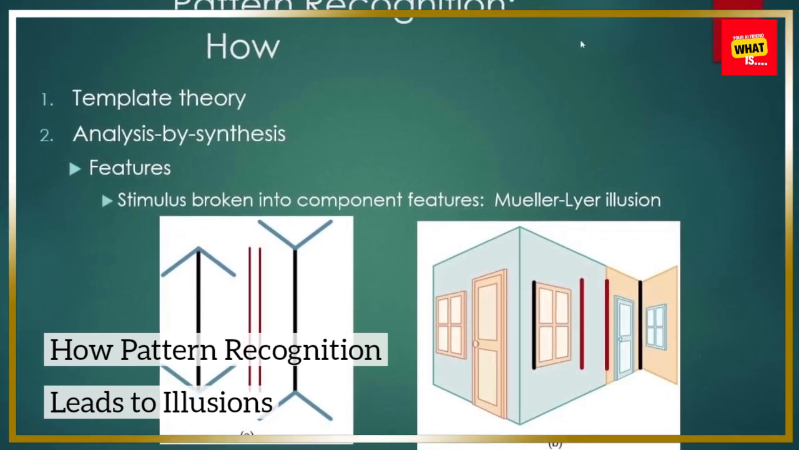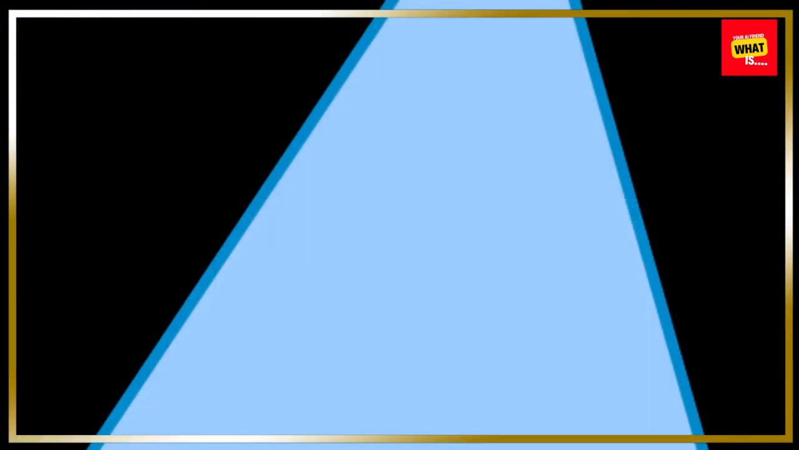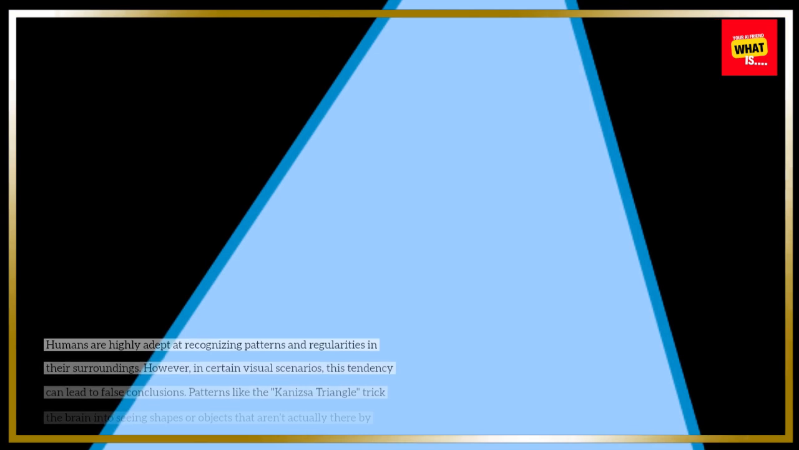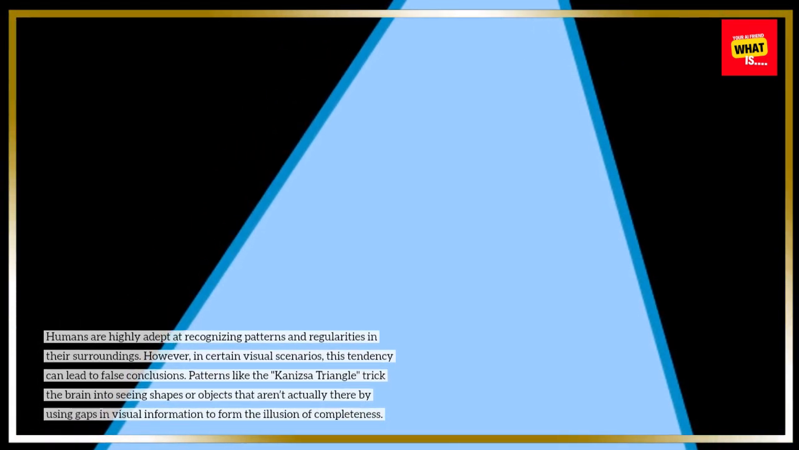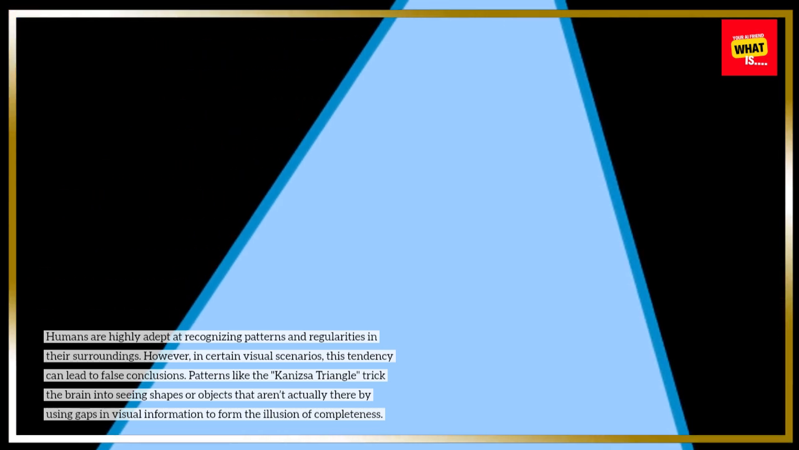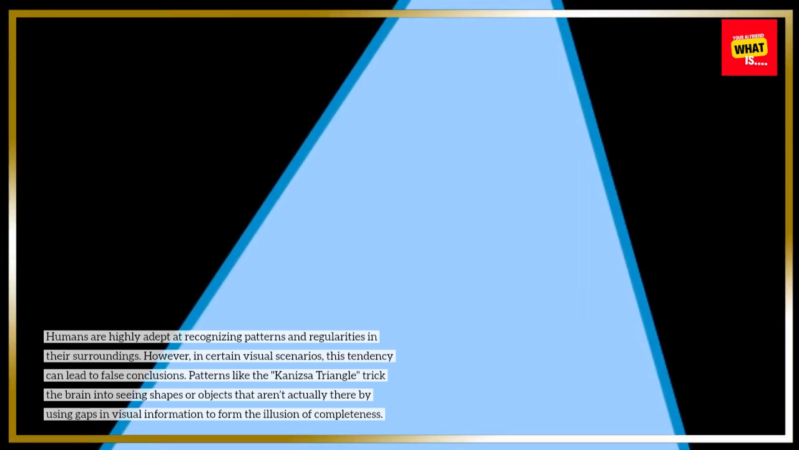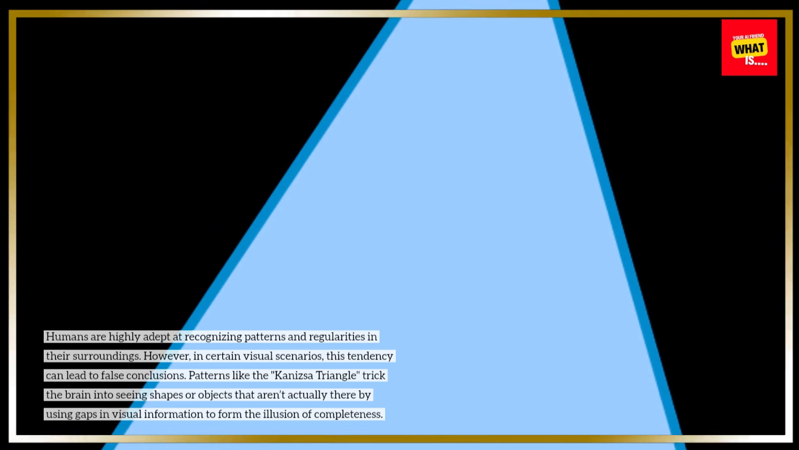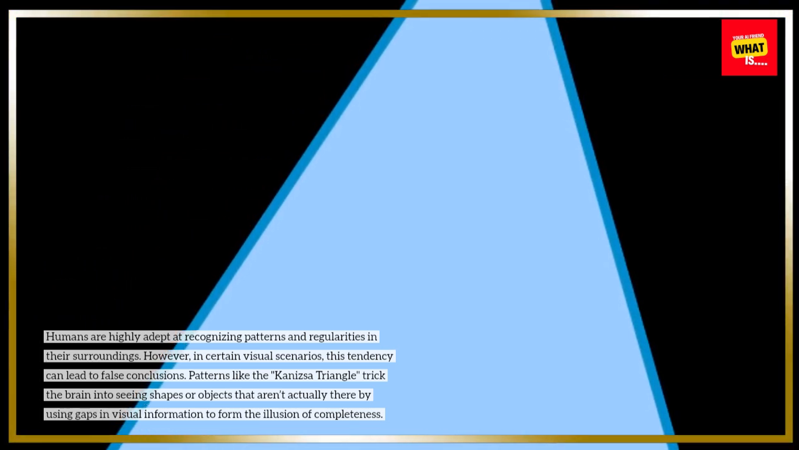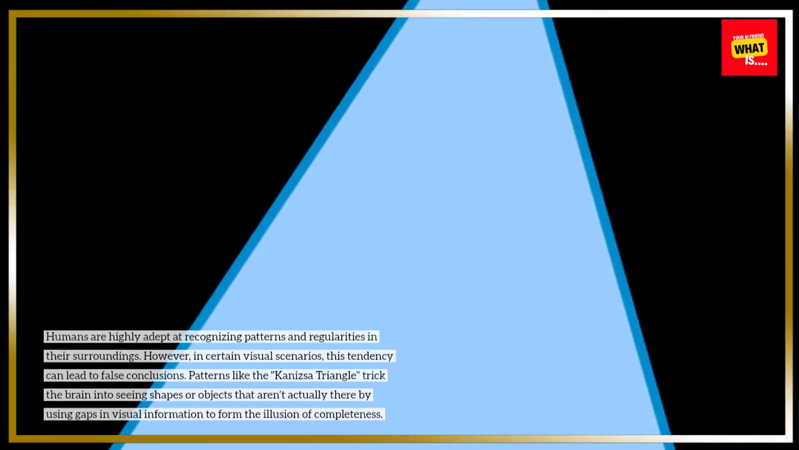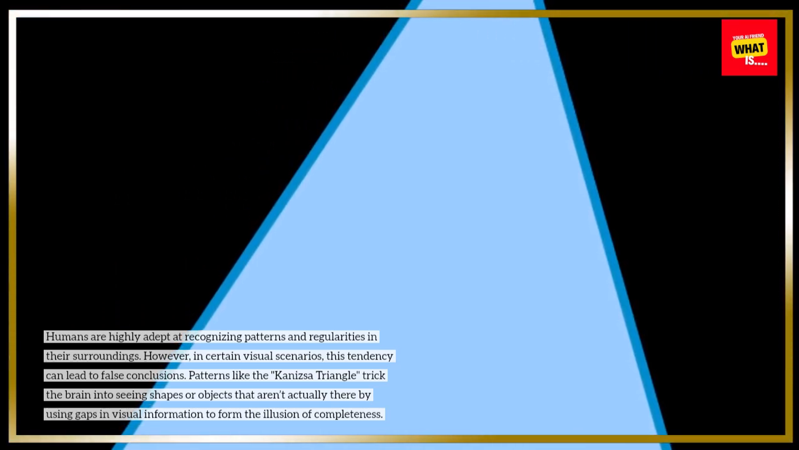How pattern recognition leads to illusions. Humans are highly adept at recognizing patterns and regularities in their surroundings. However, in certain visual scenarios, this tendency can lead to false conclusions. Patterns like the Kanizsa triangle trick the brain into seeing shapes or objects that aren't actually there by using gaps in visual information to form the illusion of completeness.